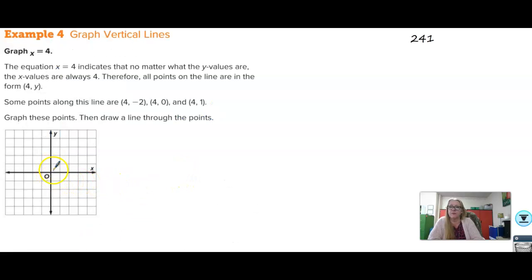Here we have x equals 4, so we find on the x-axis, where is 4? 1, 2, 3, 4. They say to create points where 4 is a point. Okay, (4, -2) would be here, (4, 0) is here, (4, 1) is here. You can see that we're creating a vertical line at x equals 4.